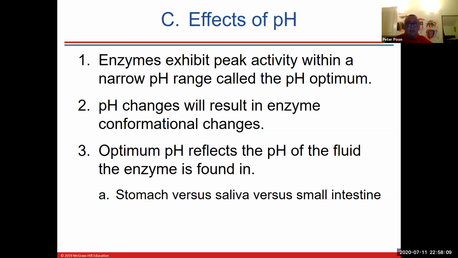Enzymes exhibit peak activity within a narrow range. That's called a pH optimum. The enzymes in your stomach will function at a pH of 2, because that's the pH of your stomach. The enzymes in your saliva will function at a pH of about 5 or 6. The small intestine will have a pH of about 7 or 8.